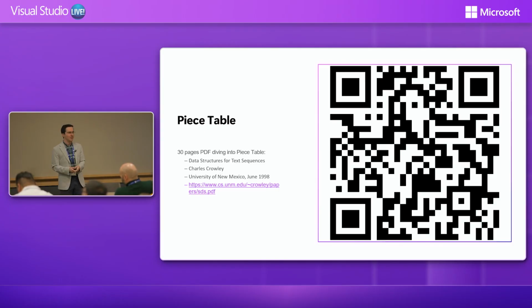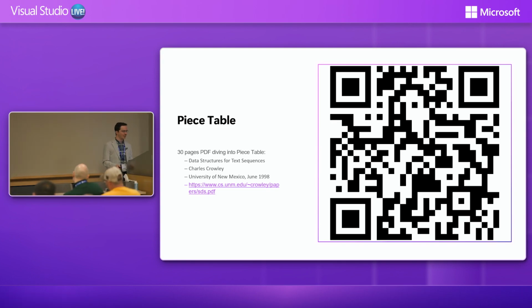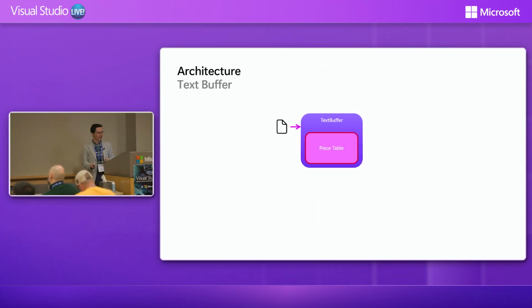As far as I know, Microsoft Word has used the piece table since the 80s. And all the other text editors that I'm aware of are using a piece table, such as Visual Studio Code. And I'm willing to bet some money that Apple's Xcode and JetBrains products also use a piece table to power the text editor. So let's go back into our text buffer and our piece table.